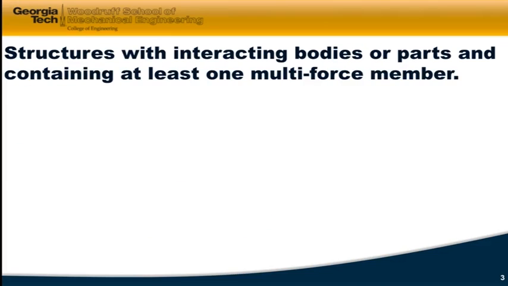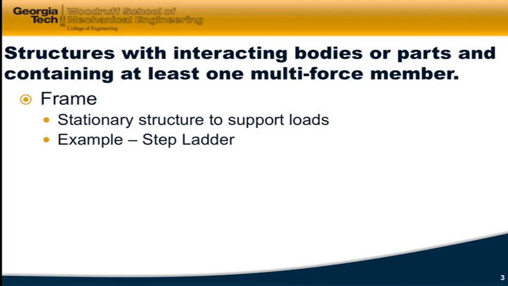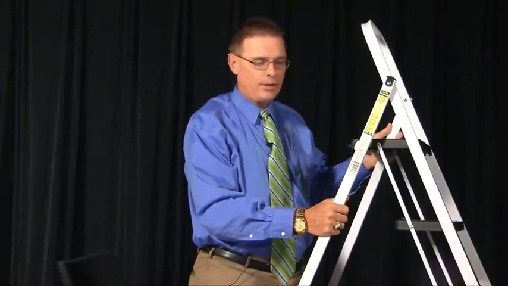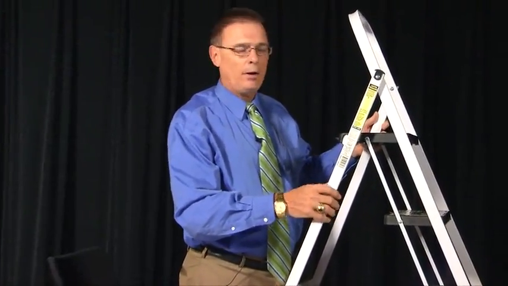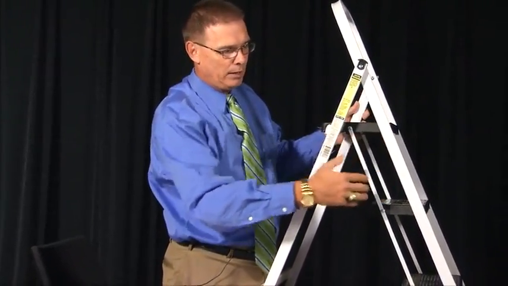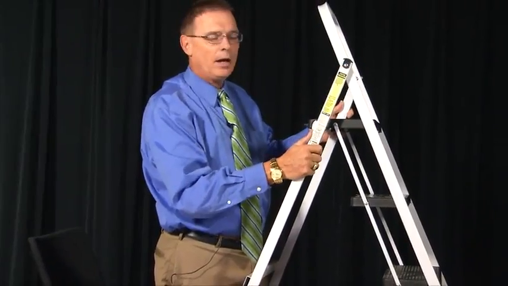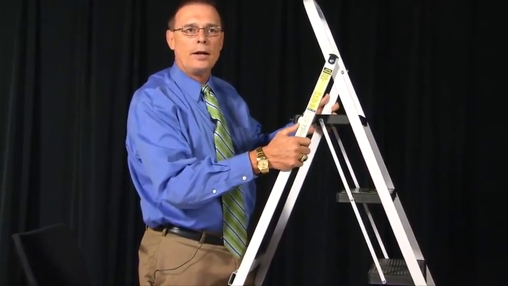So those structures that have two-force members and at least one multi-force member are basically divided up into two categories. One is a frame. It's a stationary structure to support loads. As an example, a frame might be something like this stepladder again. This is a 3D structure, but we're going to model it as 2D and look at the loads that are applied on that stepladder.